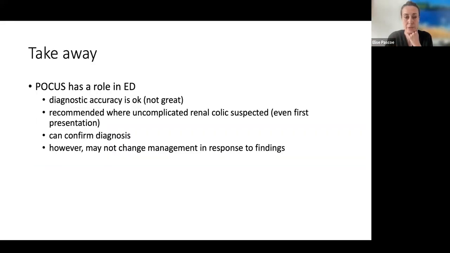So my takeaway from this was that POCUS does have a role in ED for renal colic. The diagnostic accuracy is okay. It's not great, but it's definitely recommended where we've got uncomplicated renal colic, even when it's the first presentation. It gives us the opportunity to confirm the diagnosis and adds to our overall assessment. But we may not change management in response to our findings, but it just adds that little bit of extra evidence to our clinical assessment.